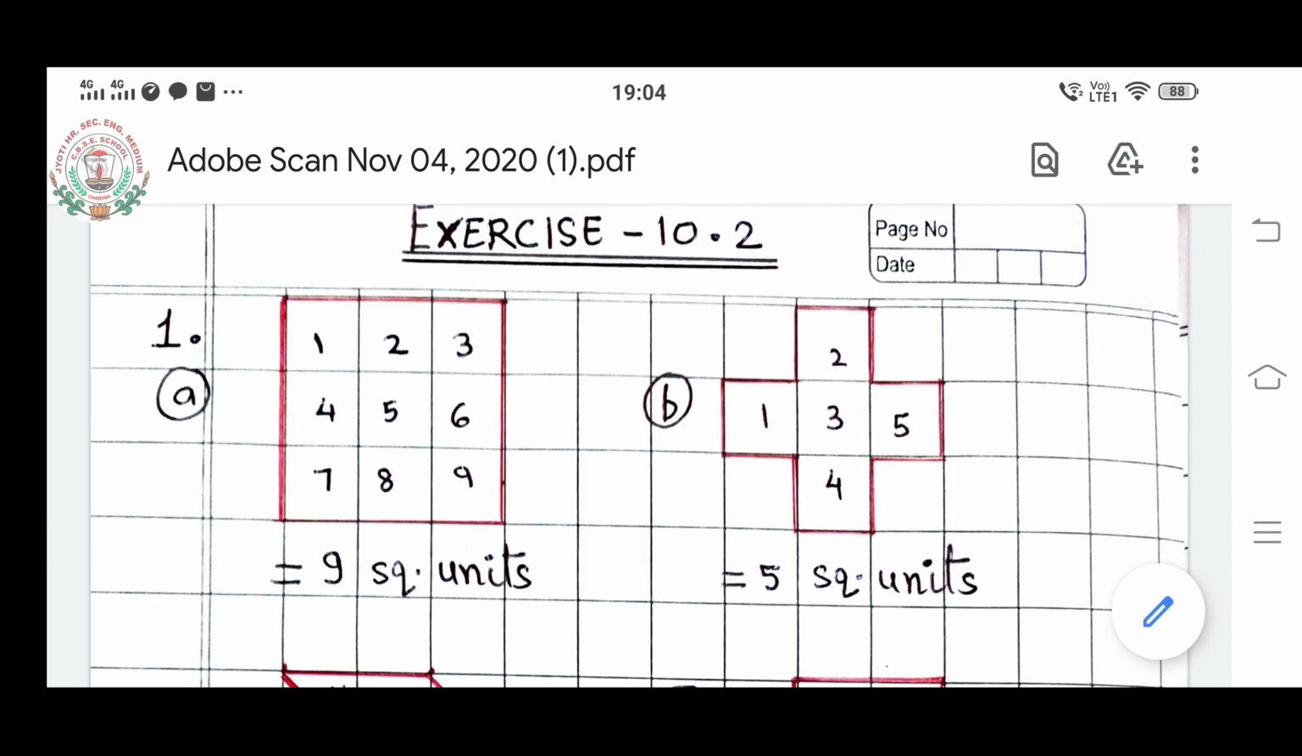That will be the area, and the unit of the area is square units. Like in perimeter you were asked to write the unit as meter, centimeter, like that. Here you are writing square units. Square unit means a square centimeter or a square meter. That is the unit of the area.